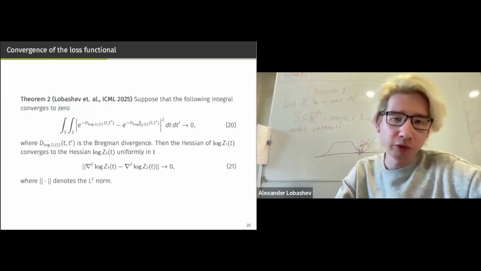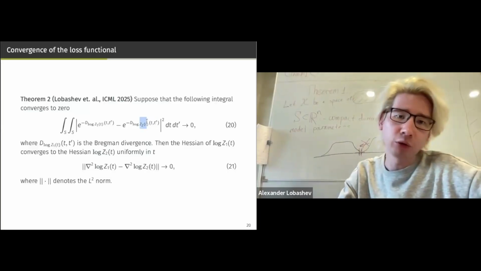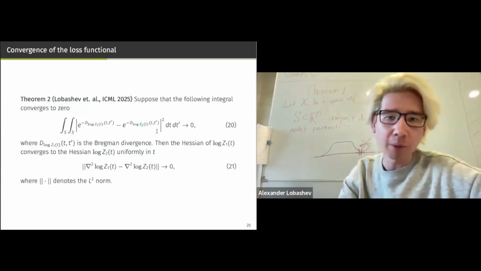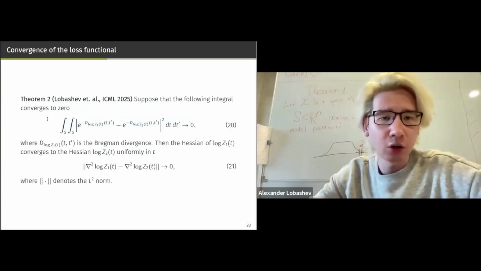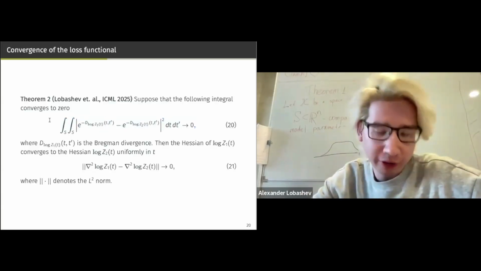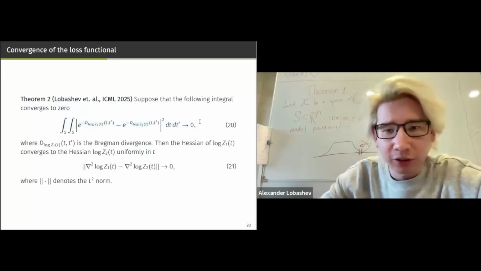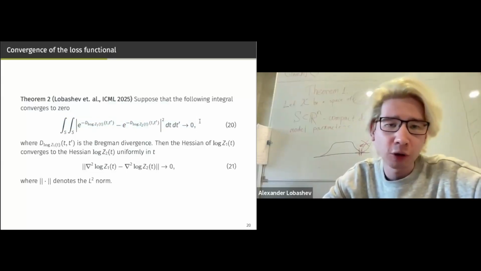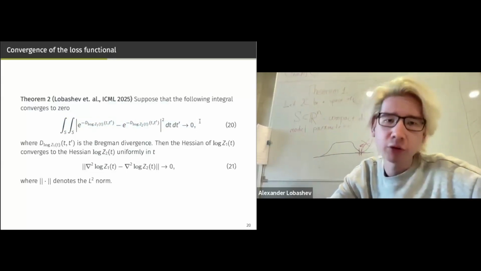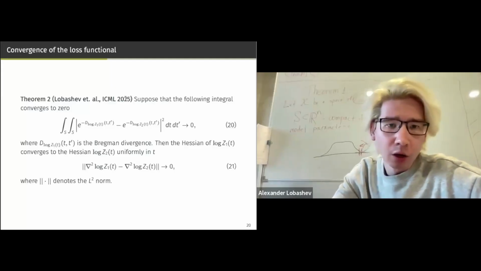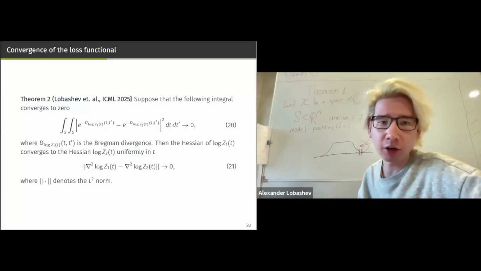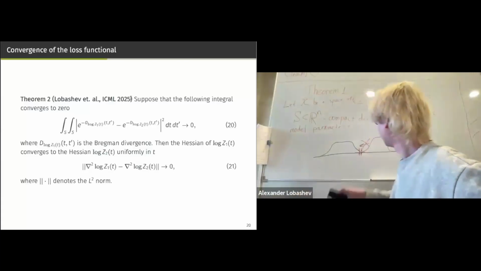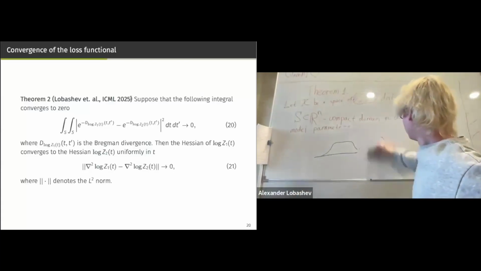Because the gradient with respect to parameters of this loss will be approximately zero. It is a good loss for theoretical proof, but it is not a very good loss for practical optimization. So actually, what is done in this paper is a bit different procedure.